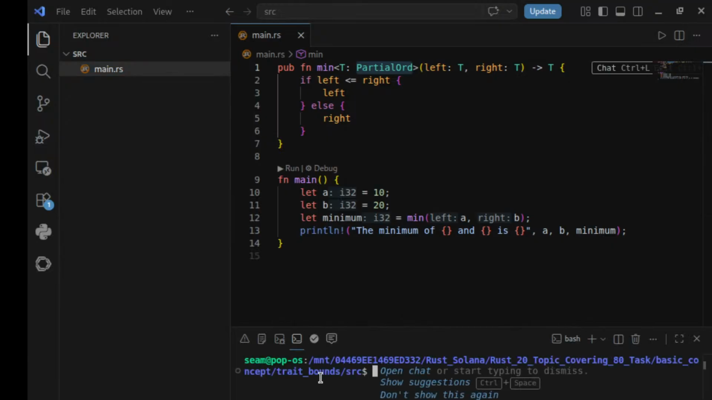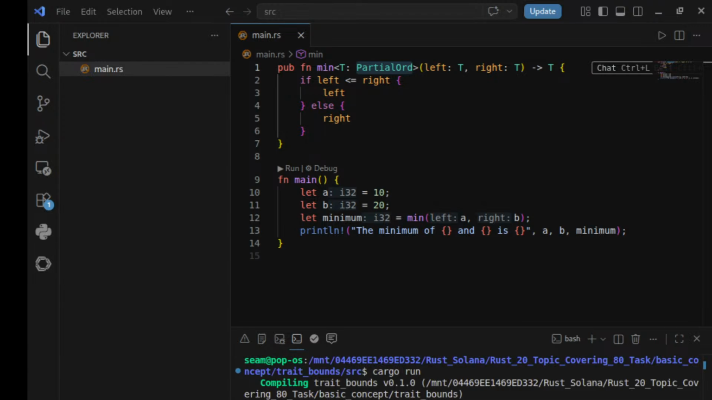So I want to run this program, cargo run. What we just did here is pass two numbers and check which is bigger or smaller, right? And run. Okay, the minimum of 20 and 10 is 10.